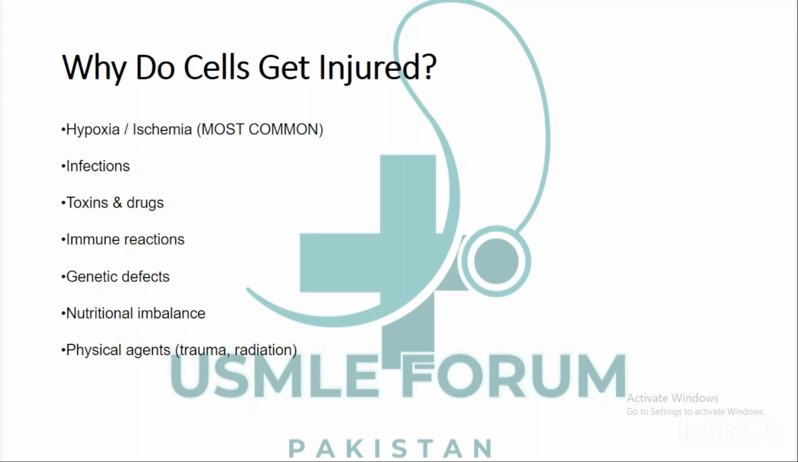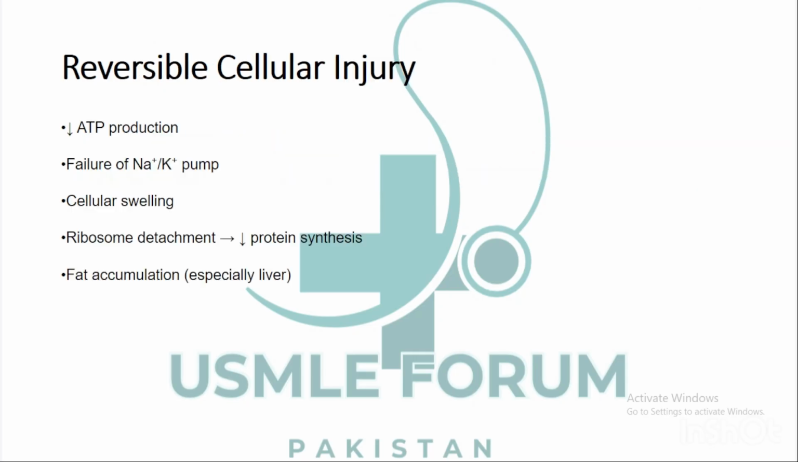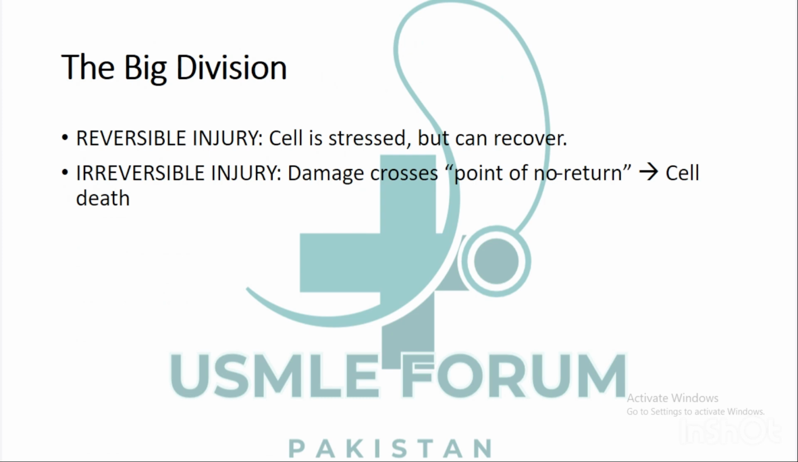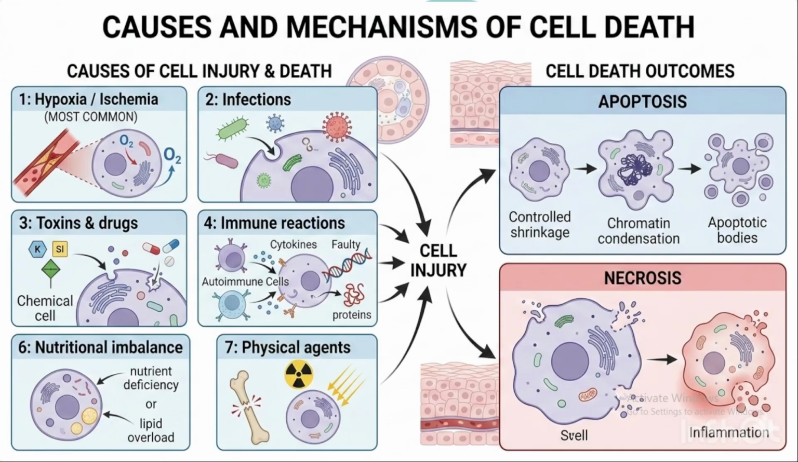Now, today we are going to understand exactly when a cell can recover and when it crosses a point of no return. So let's break down cellular injury into powerful categories. First is the reversible, and the second is the irreversible type of cellular injury.